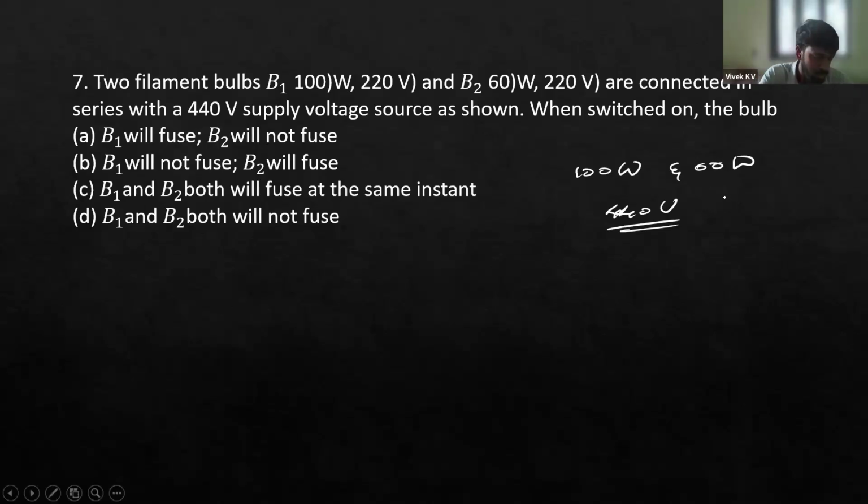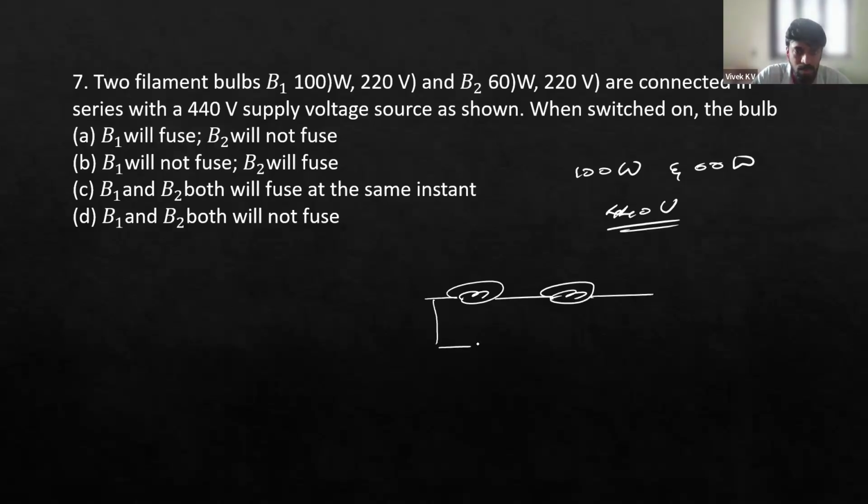So actually there is a figure. I'll just showcase the figure here. It's a simple circuit which is given. Two bulbs are connected in series to each other, and we have a power source of 440 volt, and we have a switch. So this is the supply, this is B1 and this is B2. This is the quantity given. So we have four different options. Out of these, which of the following options is true?